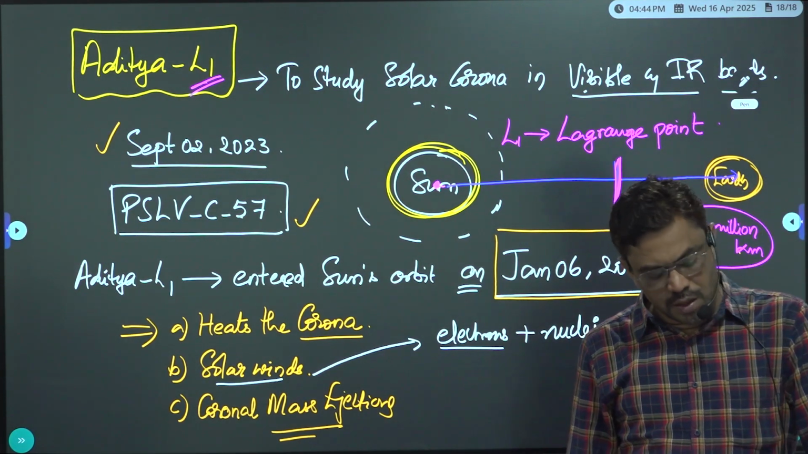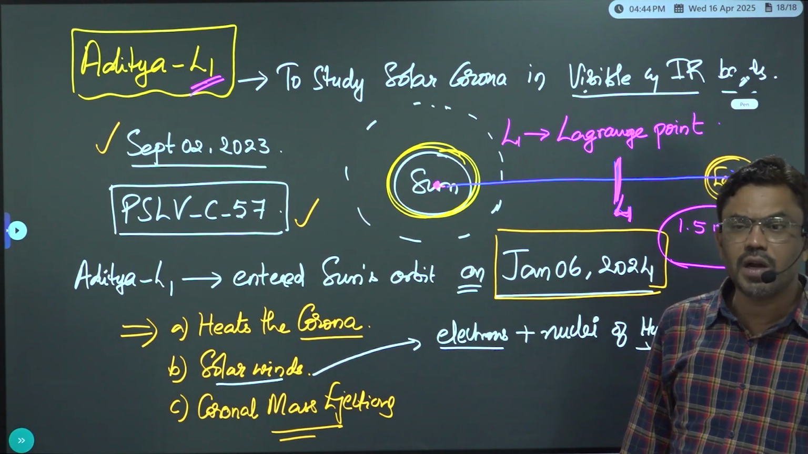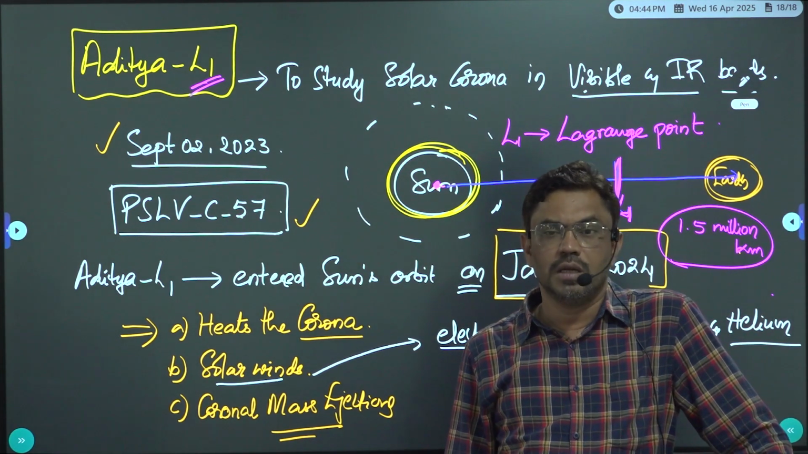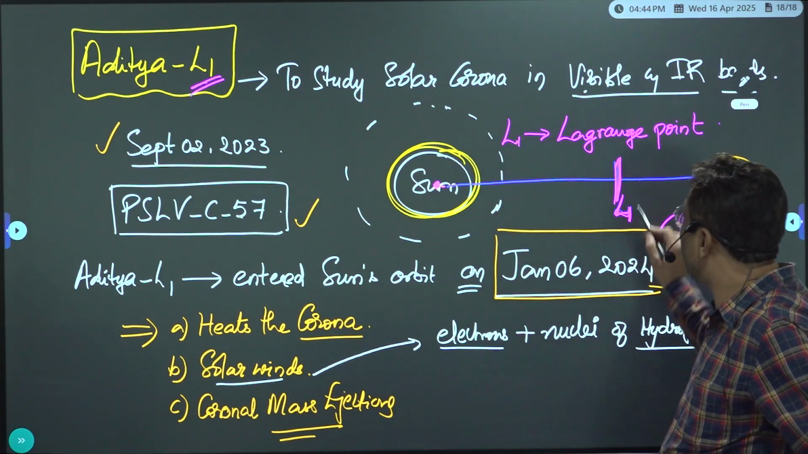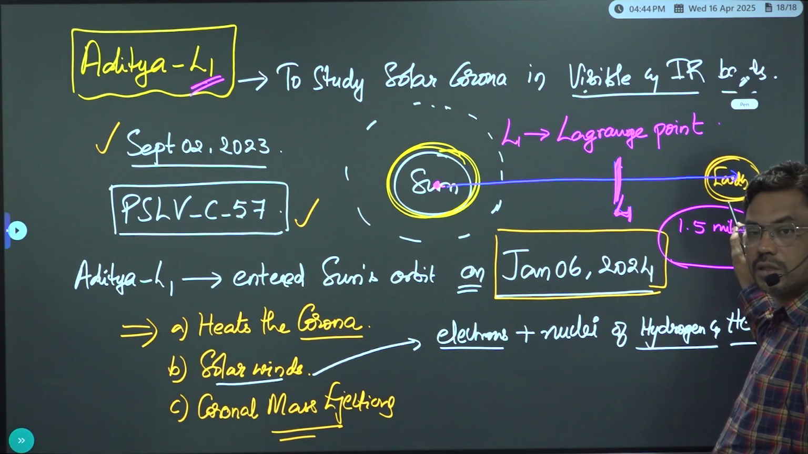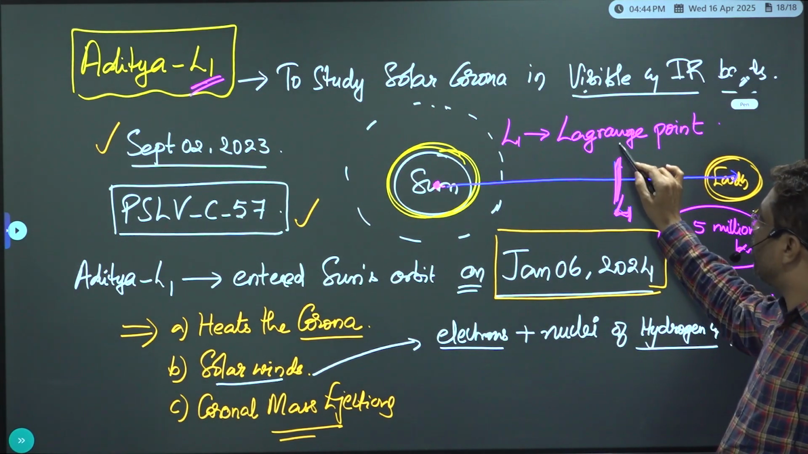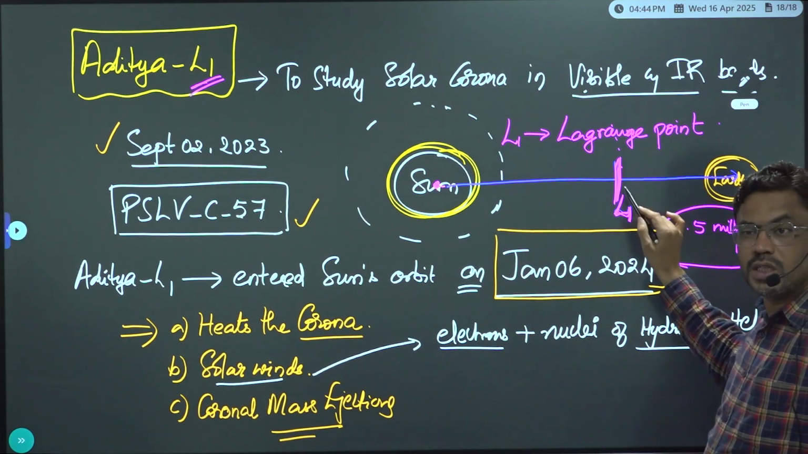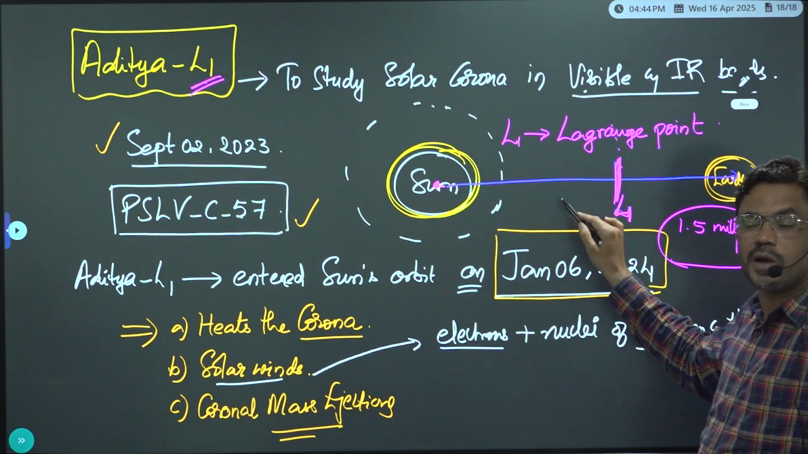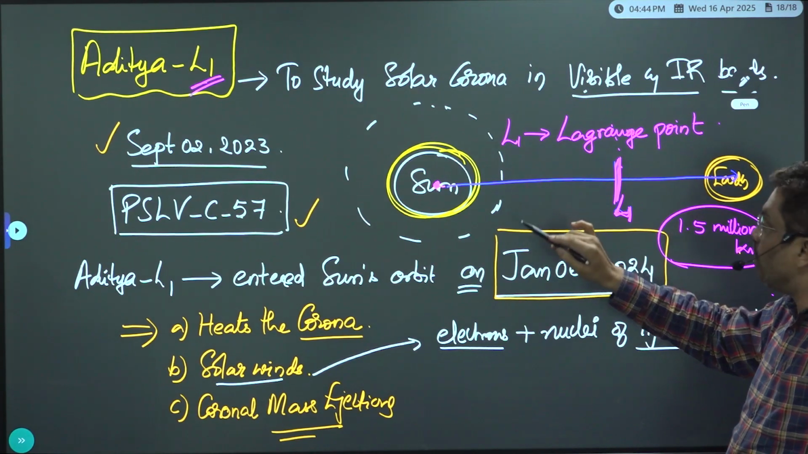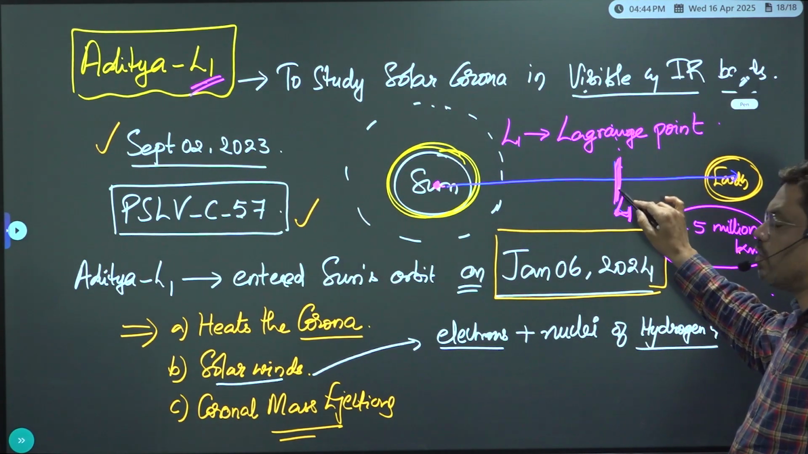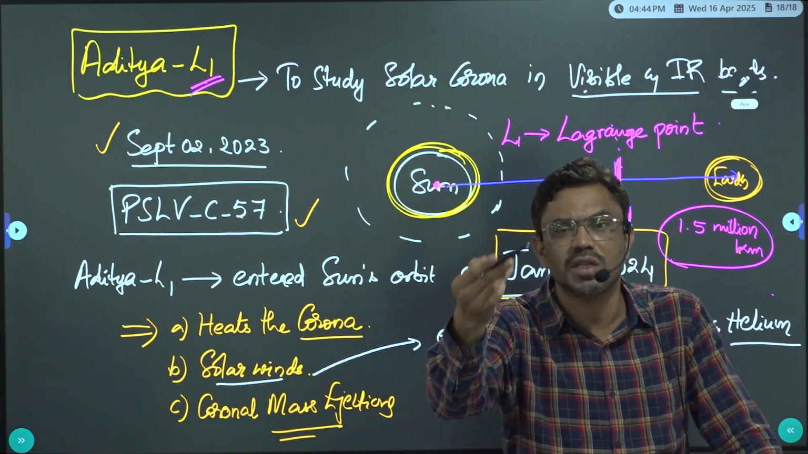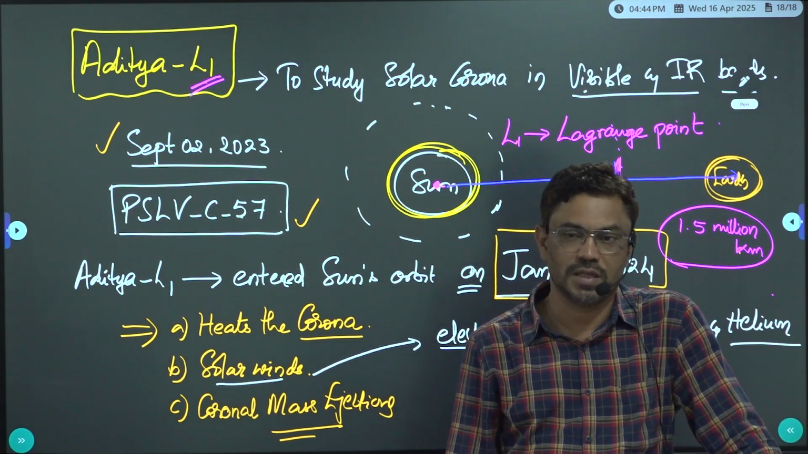So why did we launch Aditya L1 at the L1 point only? Because the movement of this L1 point happens along with the movement of the earth, and it is the closest point to the sun. When you launch the Aditya L1 mission at the L1 point, it becomes a great point to observe the sun from a very close distance. So that is called L1.